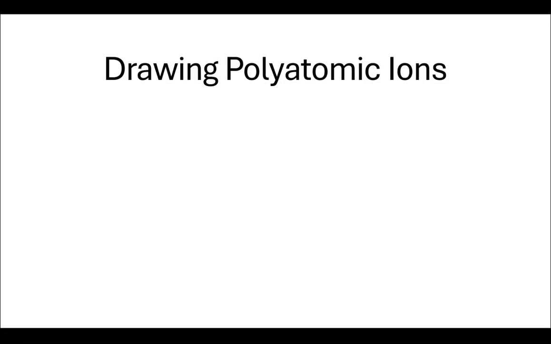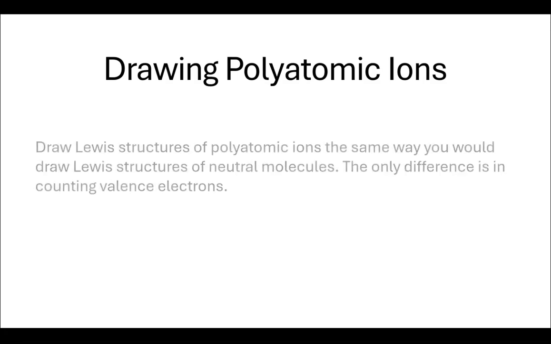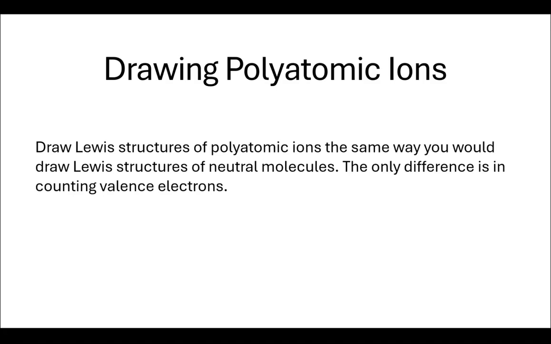Okay, the first subject is drawing polyatomic ions. Polyatomic ions, as you'll recall, are essentially like molecules that possess charges. Those polyatomic ions contain covalent bonds, and they can be drawn as Lewis structures. The only difference between drawing the Lewis structure of a neutral molecule and drawing the Lewis structure of a polyatomic ion is in counting the valence electrons. And also, there will be another thing you do at the end, which is simply to draw brackets around the structure and assign a charge to it.